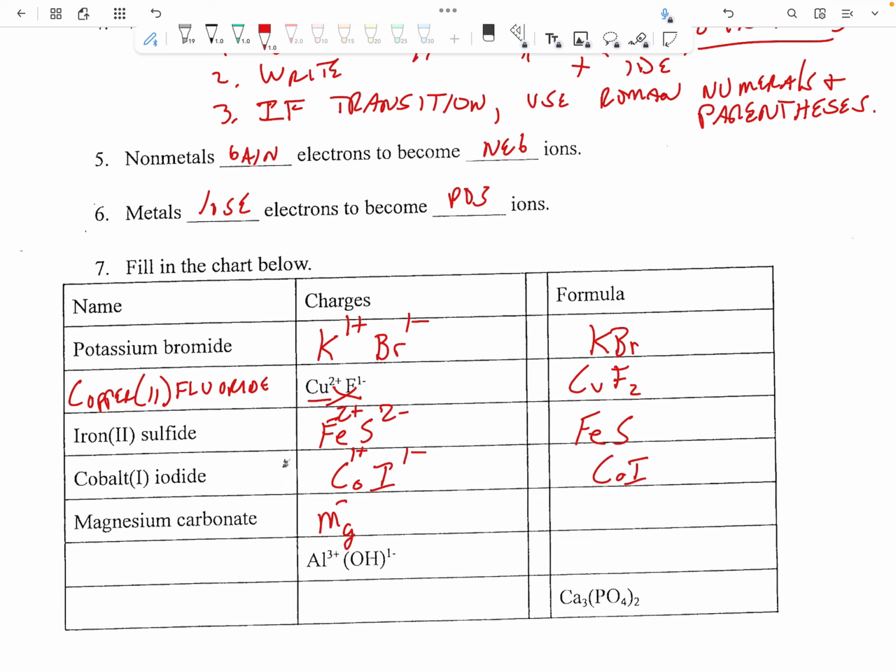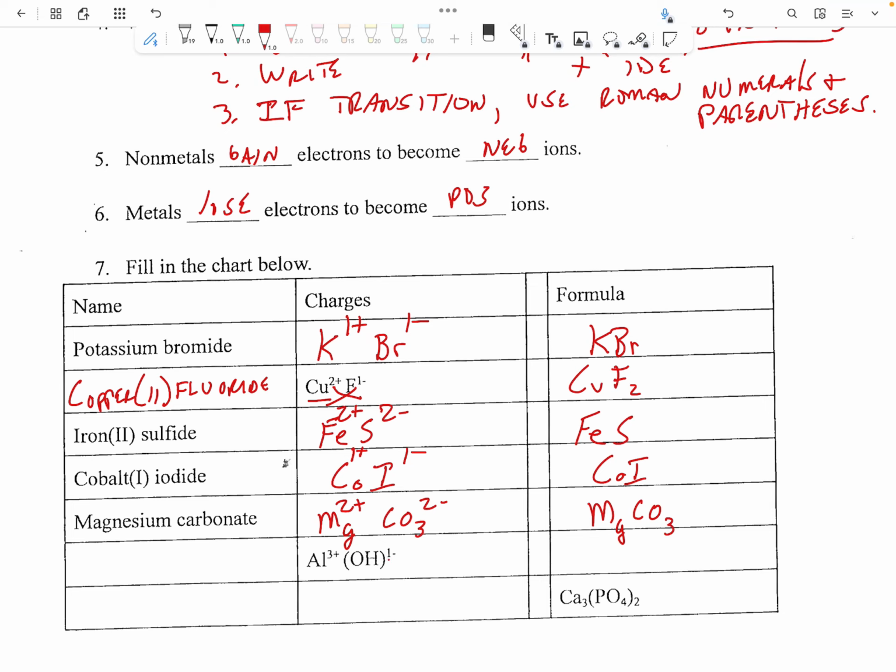Magnesium carbonate. Magnesium has a 2 plus charge. Carbonate, CO3, that's a polyatomic ion, has a 2 minus charge. The 2 plus and the 2 minus will cancel. Then you will write instead MgCO3.